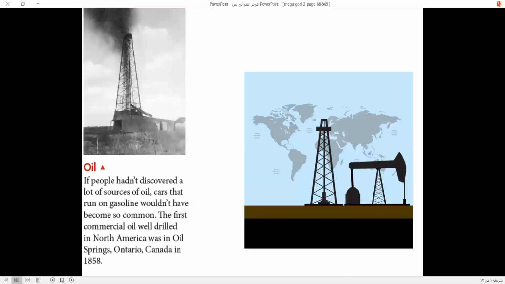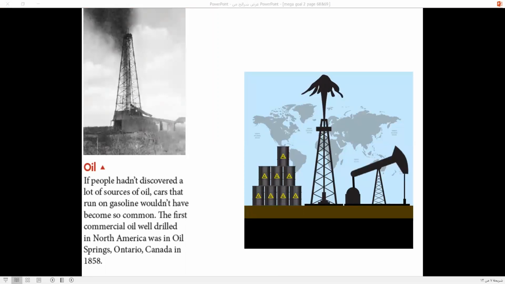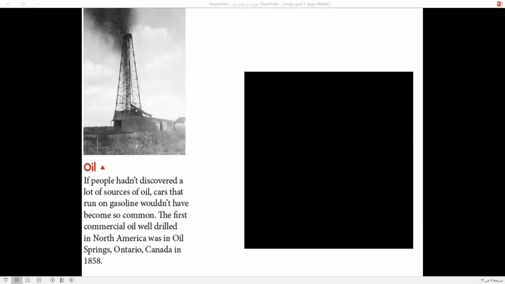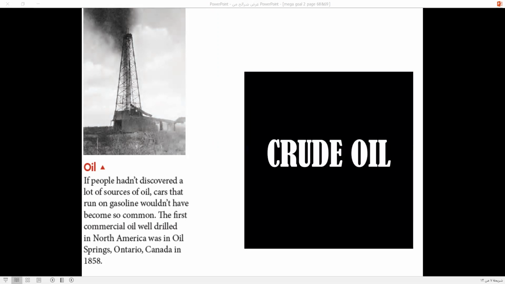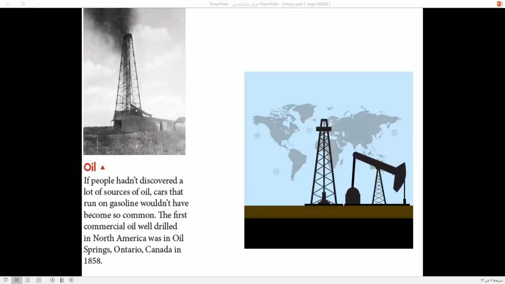The next thing, oil. If people hadn't discovered a lot of sources of oil, cars that run on gasoline wouldn't have become so common. The first commercial oil well drilled in North America was in Oil Springs, Ontario, Canada in 1858.